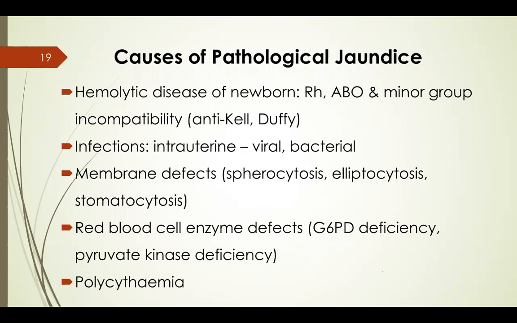Okay, membrane defects such as spherocytosis, elliptocytosis, and stomatocytosis. Red blood cell enzyme defects. Dr. Anissa likes to ask this question. Membrane defects such as spherocytosis, elliptocytosis, red blood cell enzyme defects such as G6PD deficiency, pyruvate kinase deficiency, or polycythemia. Okay, polycythemia we commonly see in IDM and prime babies.